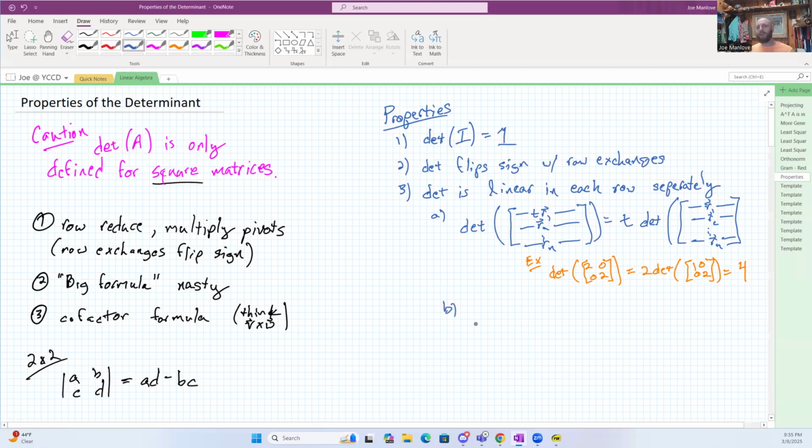Three, part B here is going to be the determinant of a matrix where I've got, say, some rows, and then here I've got row I plus row I, but different.